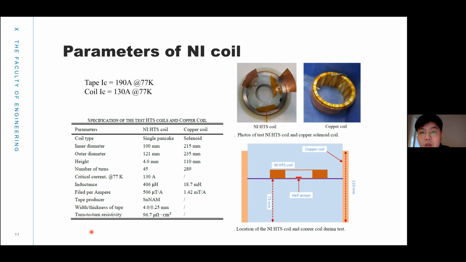Here are some parameters of the NI coil and also the copper coil. The tape critical current is 190 amp at 77 Kelvin, and the coil critical current is 130 amp at liquid nitrogen temperature.